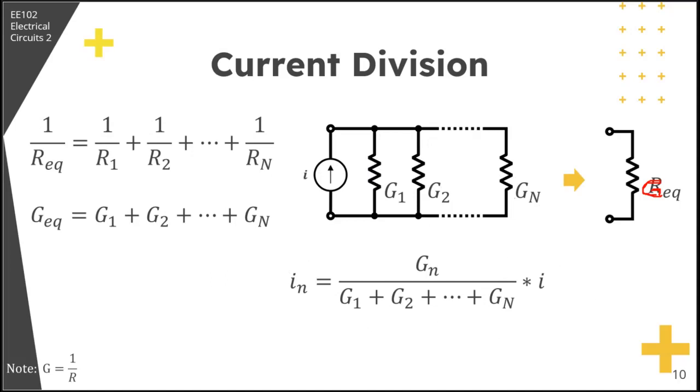Okay? So karon you might ask, sir, unsa man jud ang dapat gamiton sa current division, resistance ba or conductance? Ang answer ana kay, if you are dealing with only two resistors, then use resistance. But if you're dealing with more than two resistors, then mas preferable nga gamiton nimo ang conductance.